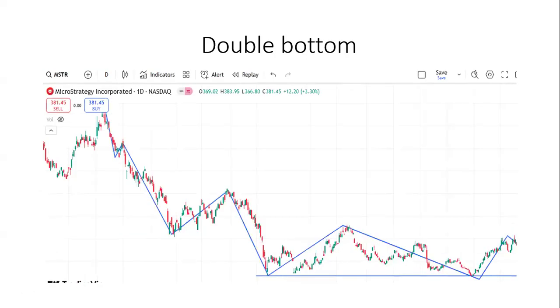Let's look at some other chart. This is the MSTR stock. Here also we can say the previous trend is down. It has made a first bottom here, then a lower high, and a second bottom here. And from this second bottom, price has started reversing. The trend has reversed from bearish or a downtrend to an uptrend.